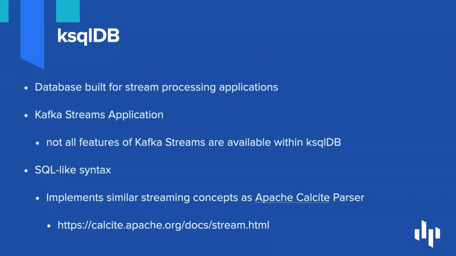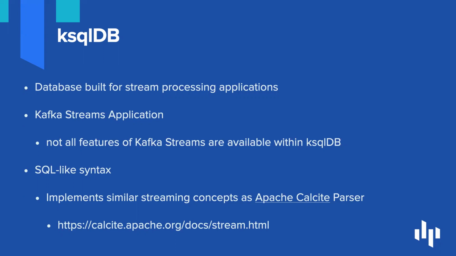Summary of KSQL. It is a database. It's a very specific database. It's primarily built on streams. It's built with Kafka Streams, but not all the features are there. And the SQL syntax has a flavor of SQL, but it has things that aren't available in traditional databases, like windowing. It follows Apache Calcite's parser that introduced these windowing, hopping, session windows. So it's very familiar to those in other things like Flink uses.